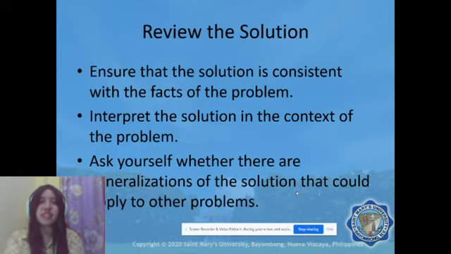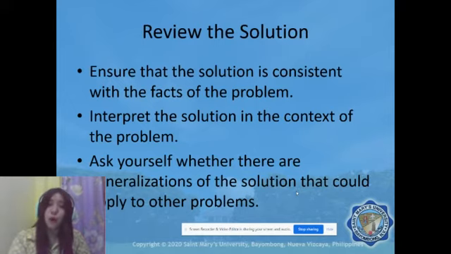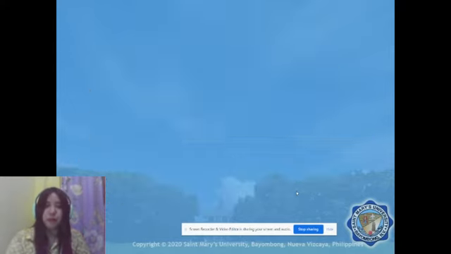Okay, next, this is the fourth step, review the solution. You have to review your solution to ensure that it is consistent with the facts of the problem, to interpret the solution in the context of the problem, and also to ask yourself whether there are generalizations of the solution that could apply to other problems.